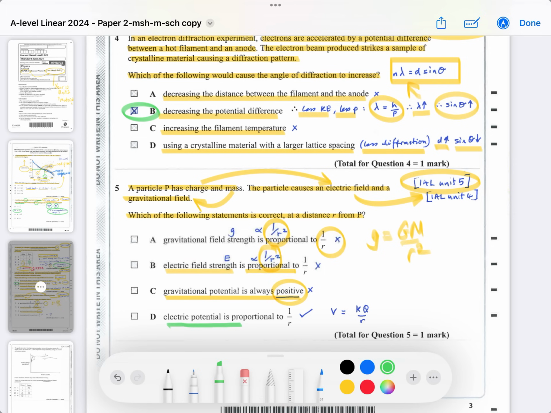Electric potential is proportional to 1 over r. Yes, this one is proportional to 1 over r. Electric potential is V, and V is kq over r. So the answer is D.